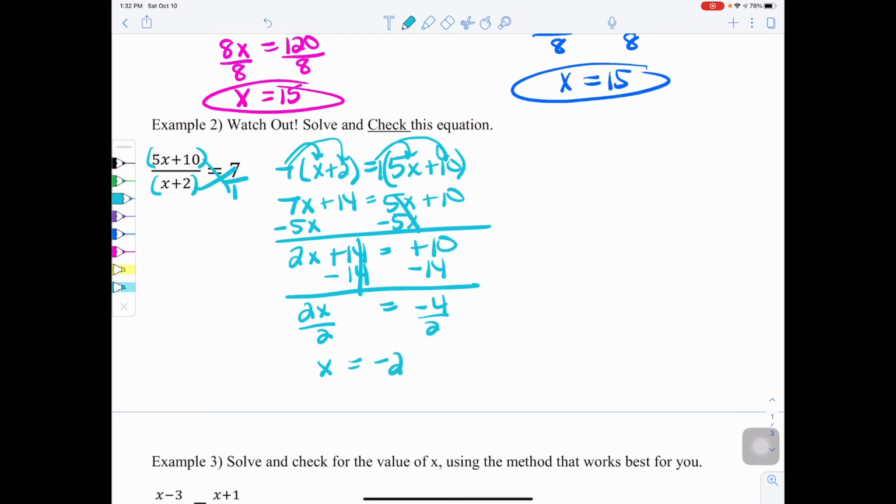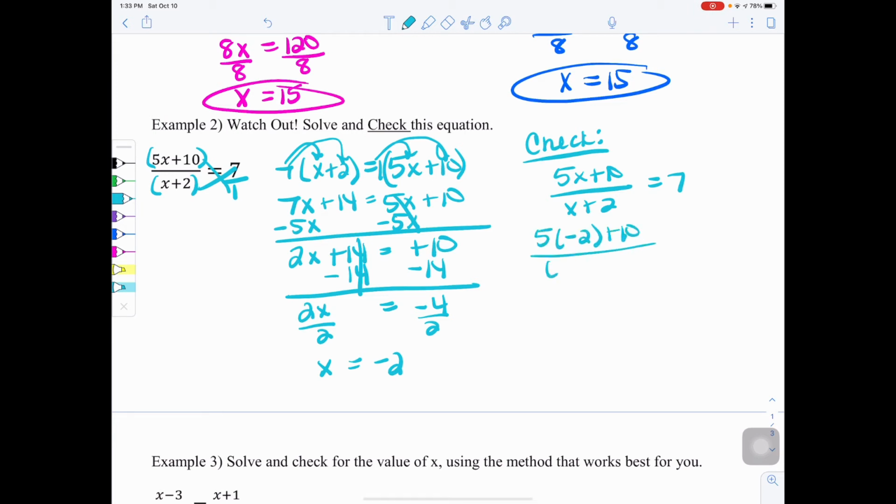Now, when we go to check this, this is where the issue comes into play. So we're going to check this one. 5x plus 10 over x plus 2 equals 7. Remember to always start with the original. So now we're going to replace all the x's with negative 2, making sure we use parentheses as always when we do our substitution. So 5 times negative 2 would be negative 10.